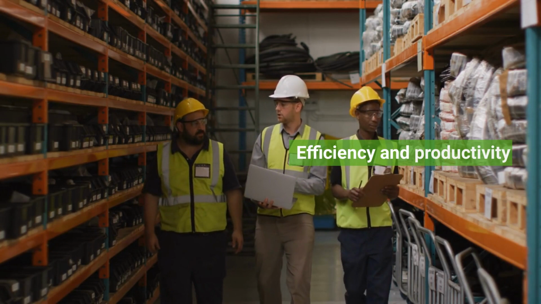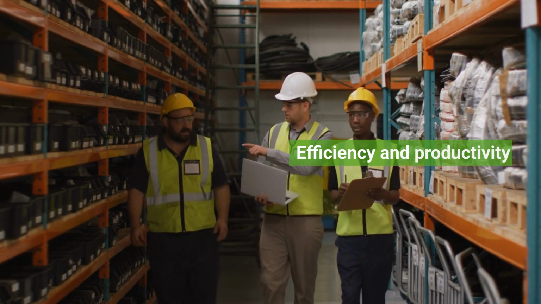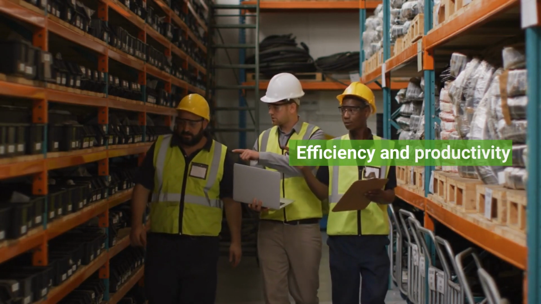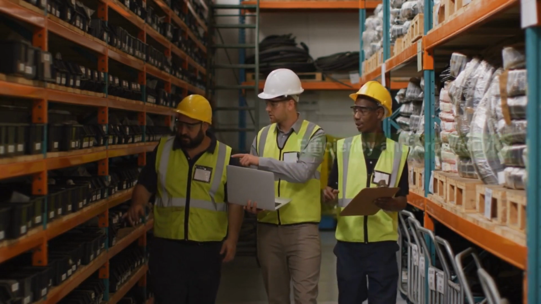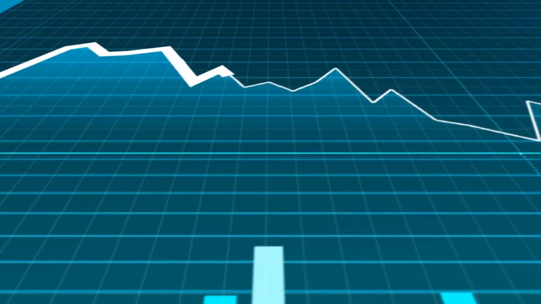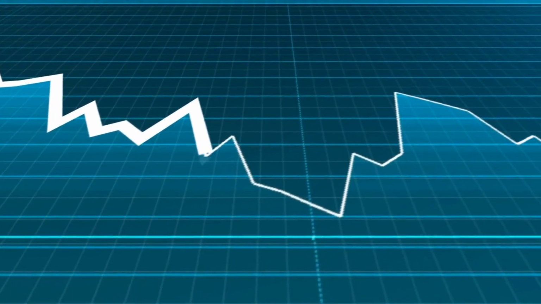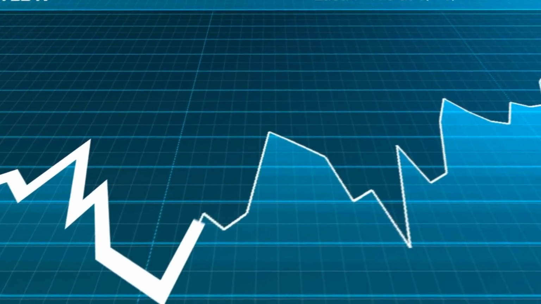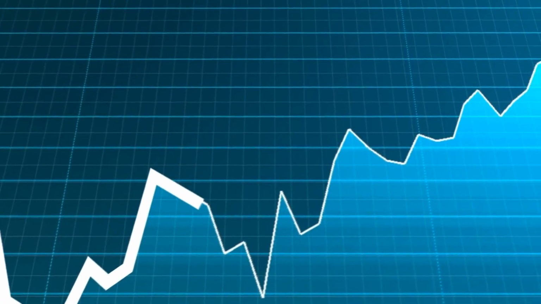Efficiency and productivity. Check the levels of efficiency and productivity in companies and sectors. Consider indicators such as the input-output ratio, technology utilization, and adoption of best management practices.